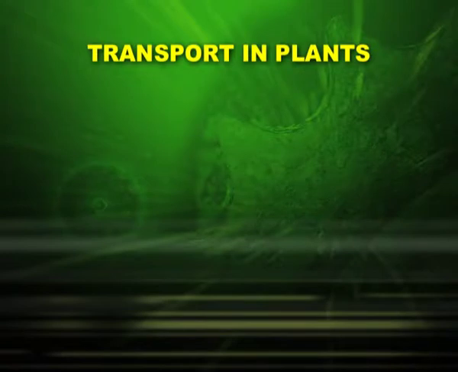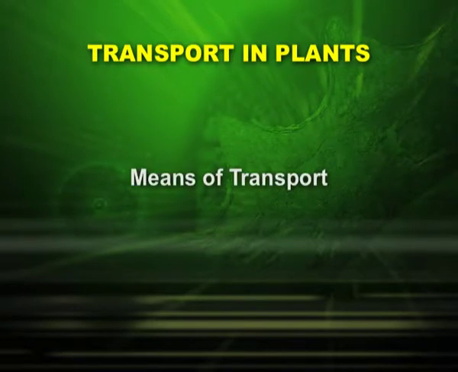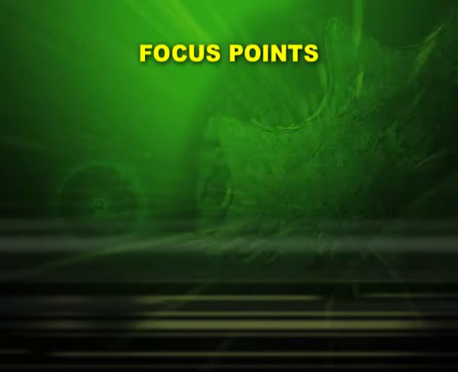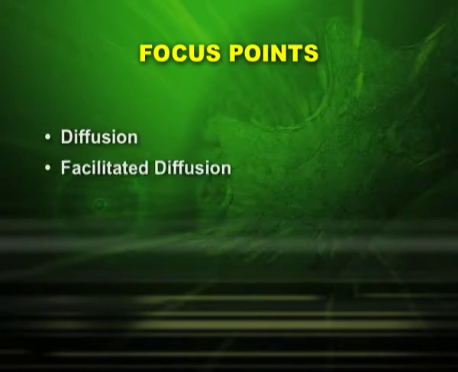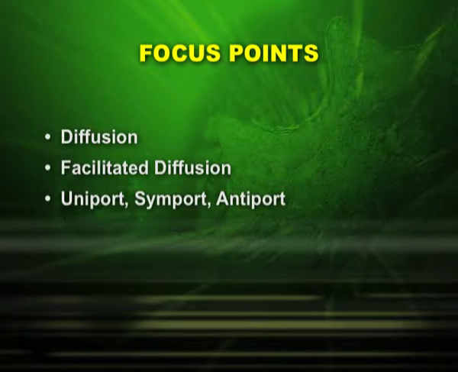So, today we are going to discuss the chapter Transport of Water and Minerals in Plants. So, let us understand some of the transport processes that take place in plants. The chapter Transport in Plants, the topic that we will be discussing is the means of transport. The focus points would be diffusion, facilitated diffusion, uniport, symport and antiport and active transport.